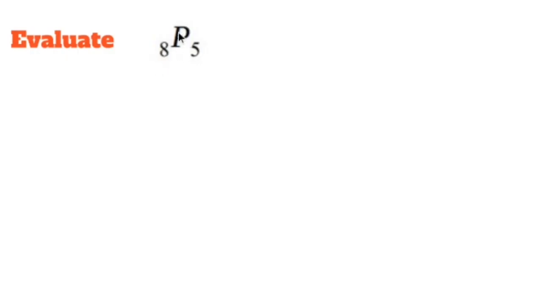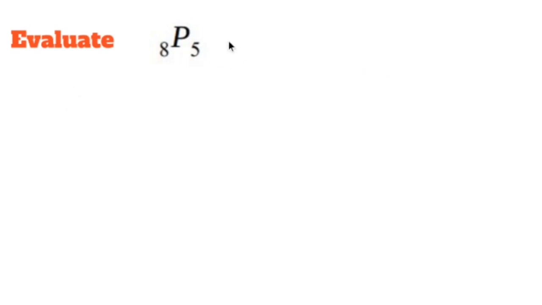Evaluate 8 permutations taken 5 at a time. There's 2 ways to look at this. This is the lazy way to look at it: 8 times 7 times 6 times 5 times 4. So what you do is you write out what 8 factorial is until you do 5 numbers, but I don't want to use that. That's just a lazy way. Don't want to do it that way.